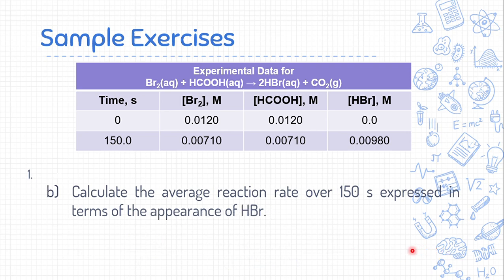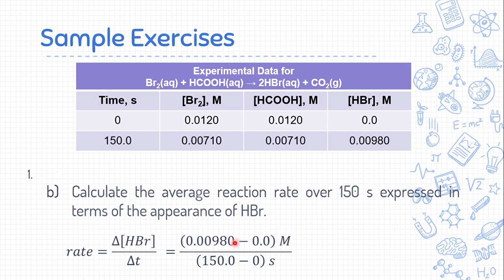Now for letter B, calculating in terms of the appearance of hydrogen bromide, you have this equation. And then still, change, delta, is final minus initial quantities for HBr. So you have these over 150 seconds, and then if you input it in the calculator, you should get these values, 6.53 times 10 to the negative 5 molar per second. So the product, hydrogen bromide, is actually appearing at this rate.